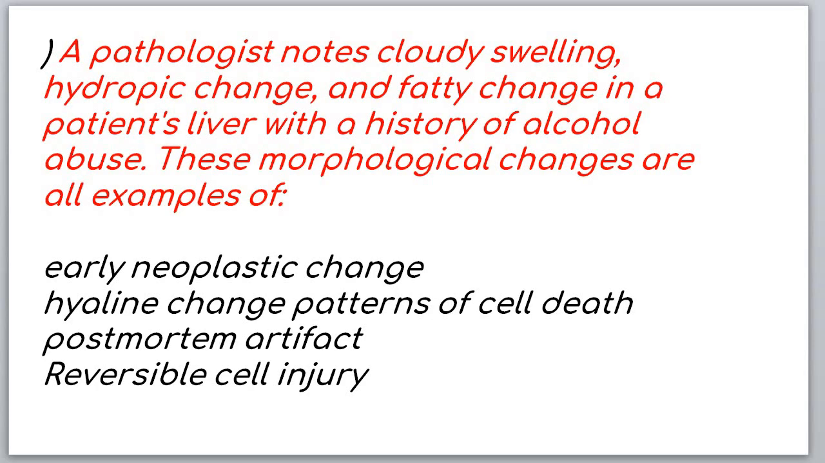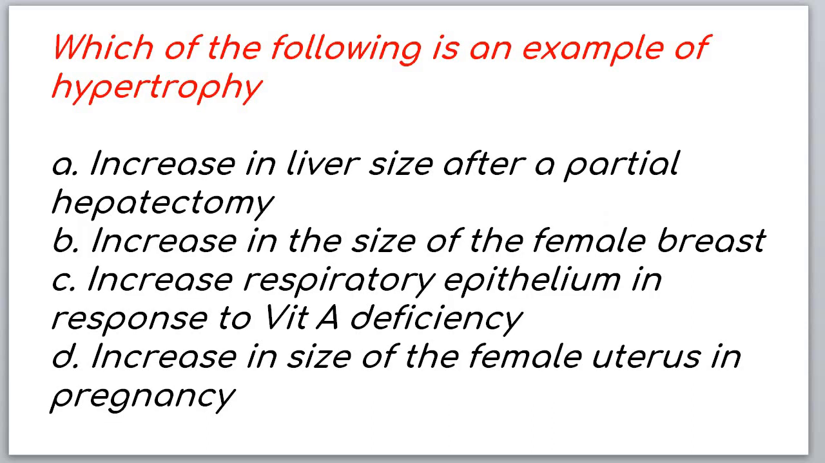A pathologist notes cloudy swelling, hydropic change, and fatty change in a patient's liver with a history of alcohol abuse. These morphological changes are all examples of early neoplastic change, hyaline change, patterns of cell death, postmortem artifact, reversible cell injury. Option D, reversible cell injury, is the correct option.